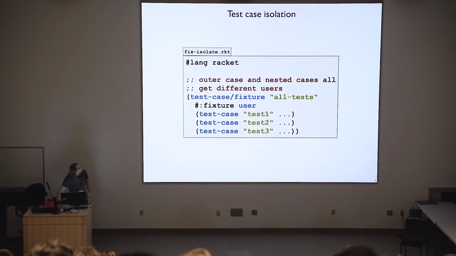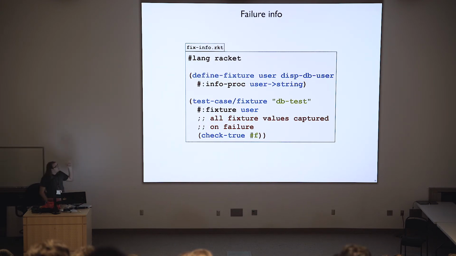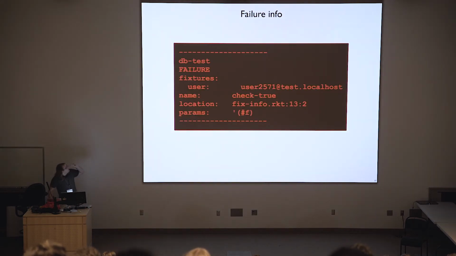the inner tests. And disposables also integrate with RackUnit's check-info system, so you can say how a disposable should print and show in a test failure. So if we have a way to, from a user, give you a nice string representing who that user is, instead of some weird opaque struct or something, we can attach that to the fixture. And now when this check-true-false thing fails, we will get the list of all fixtures in the actual failure output. So this is collected automatically for all fixtures in the test case chain, not just the ones in the closest one.